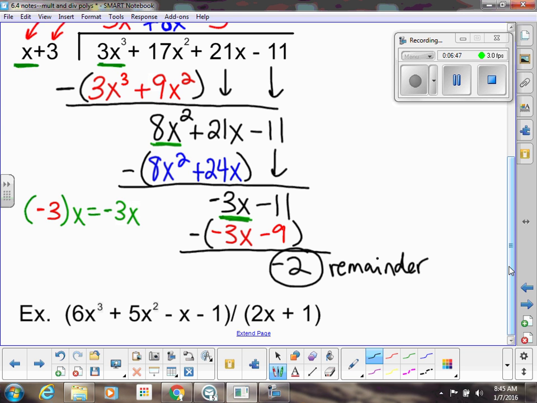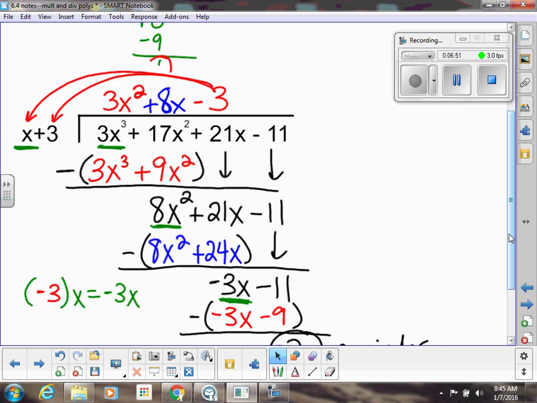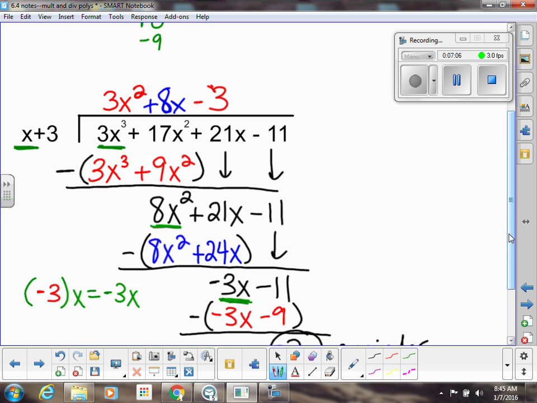Okay, so I'm going to go back up to my answer. I'm going to erase my arrows. So this up here in blue and in red is my answer, but I also have this remainder of 2. So I'm going to put my remainder of 2 over what I divided by, x plus 3. Remember, that's what I divided by. So I have this thing, and then this is my remainder.